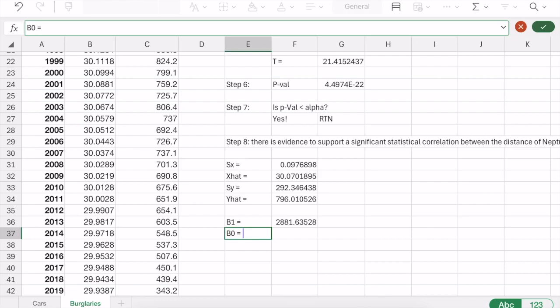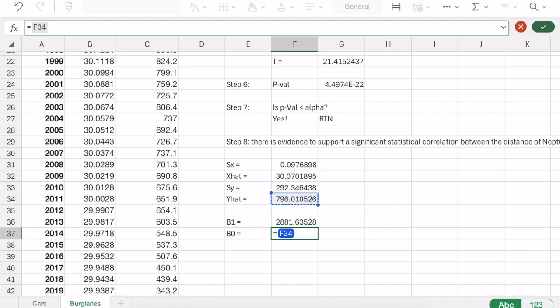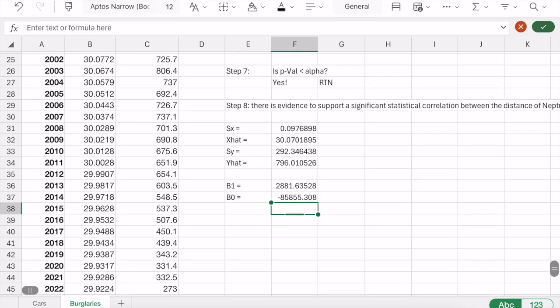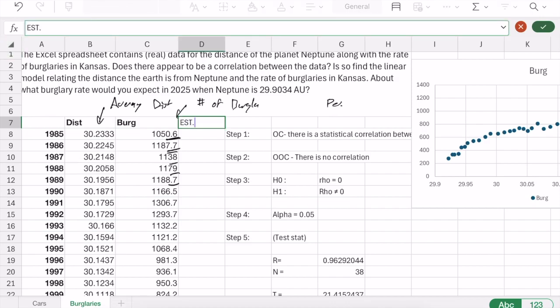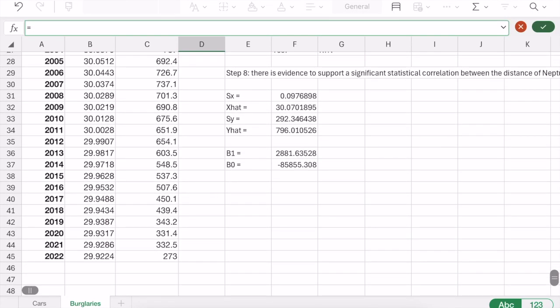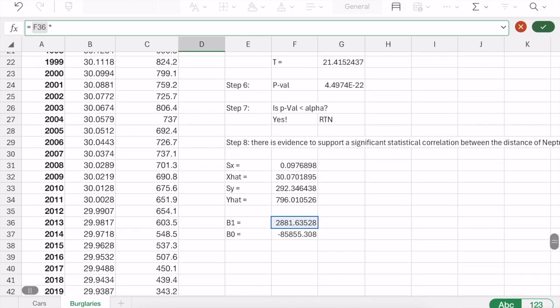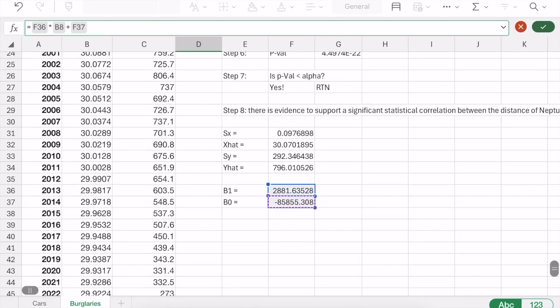b0 is going to equal y-bar minus b1 times x-bar. Okay, so there it is. Great. All right, now let me do my predicted, my estimated burglaries equals b1 times my x, this one, plus b0. Enter.